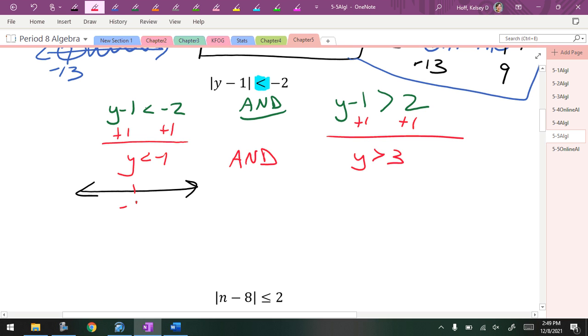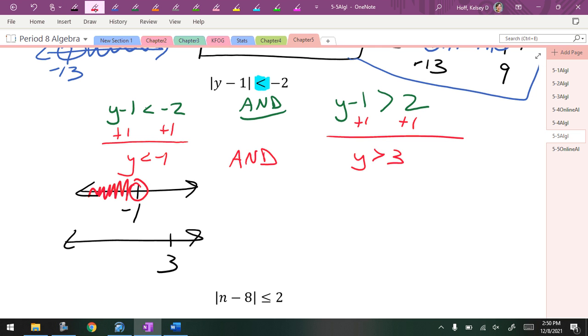If I put my graph at negative 1, open or closed circle? Open. Do I shade to the left or the right? At 3, open or closed circle? Open. Do I shade to the left or the right? What's my problem here? They don't overlap. But it's an "and" statement. Why can't I just put negative 1 and 3 and shade in the middle? Always graph. Always graph. It's no solution.